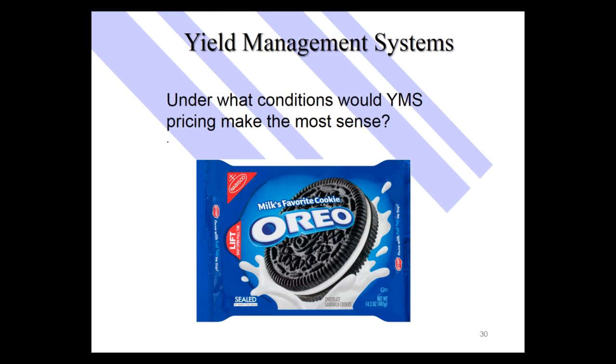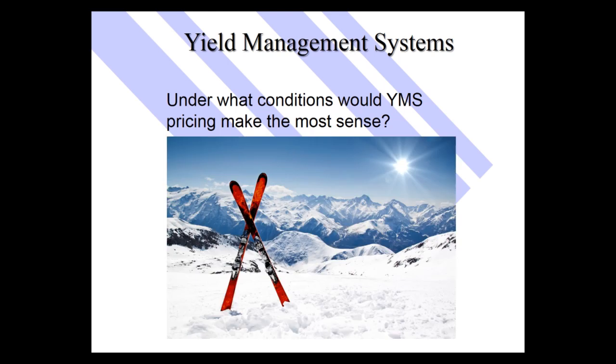How about something like skis? Demand for skis is very, very high in the winter and very, very low in the summer. Well, again, if we changed the price and made skis a whole lot cheaper in the summer, people would just buy them in the summer and put them in their garage and wait for the snow to start falling. So let's look at the conditions when yield management system pricing makes the most sense.